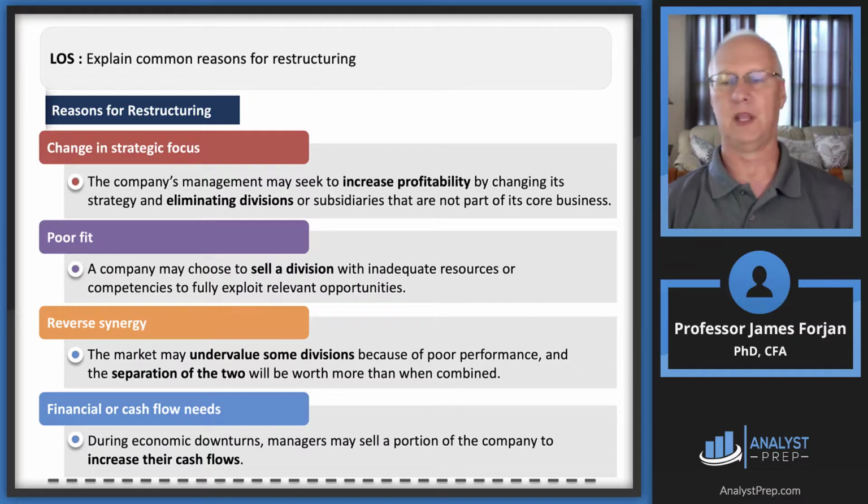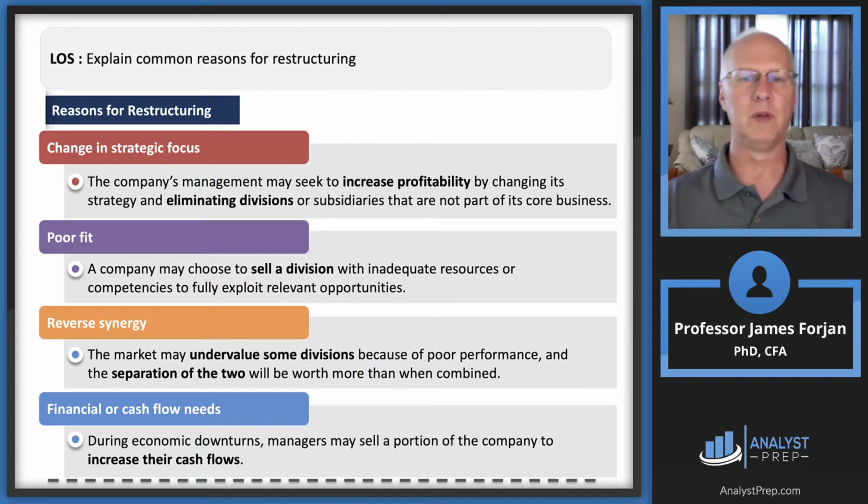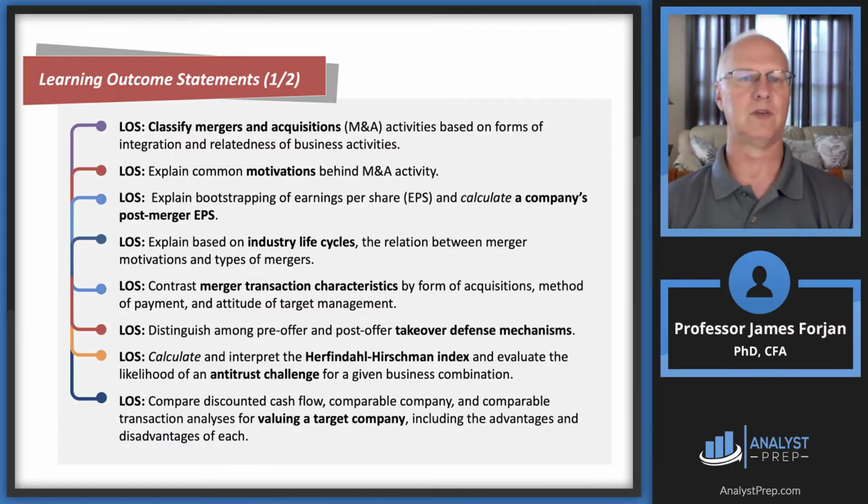Maybe there's a poor fit. This goes back to Procter & Gamble selling its Jiffy peanut butter, right? Poor fit. We want to sell a division. We don't want to be known as the peanut butter people or the food people. We want to be known as Johnson & Johnson's baby shampoo. That's what we want to be known as. Then reverse synergy: you can separate the two, and they're worth more separated than they were combined. And then financial or cash flow needs. That should be self-evident.